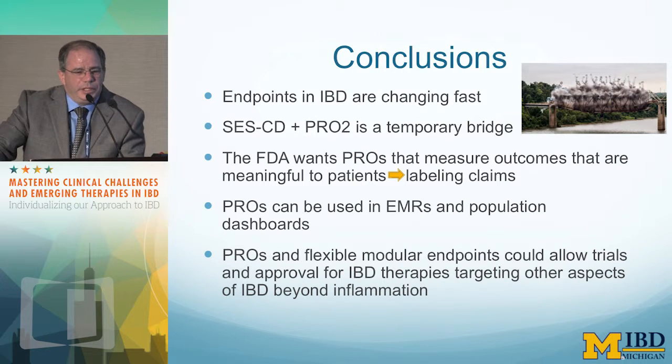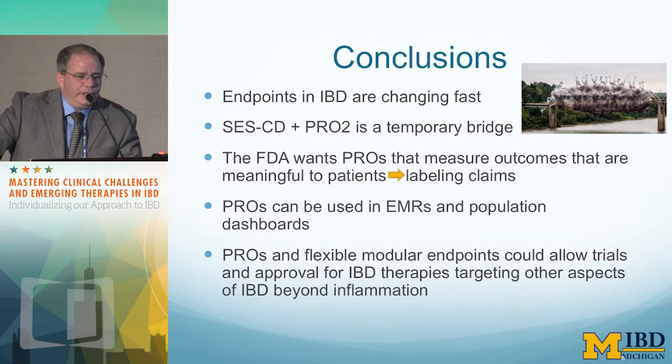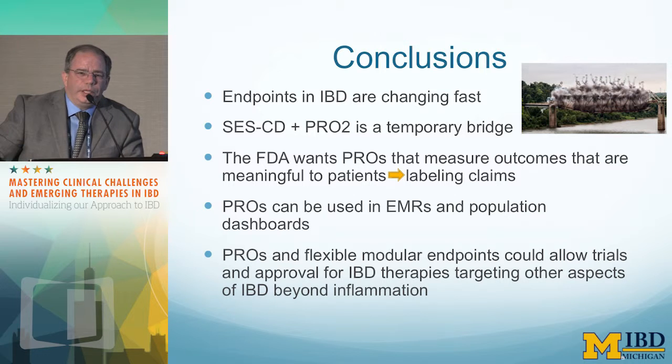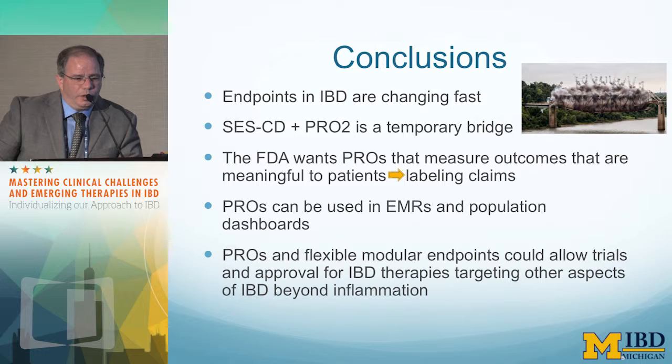So endpoints in IBD are changing quickly. The SCSCD and endoscopic and a PRO2 is our temporary bridge to keep clinical trials going. But in the long term, the FDA wants PROs that measure outcomes that are meaningful to patients, which will affect labeling claims in clinical trials. And being able to measure things that are meaningful to patients in a consistent way may actually help to improve our clinical care in the long run.